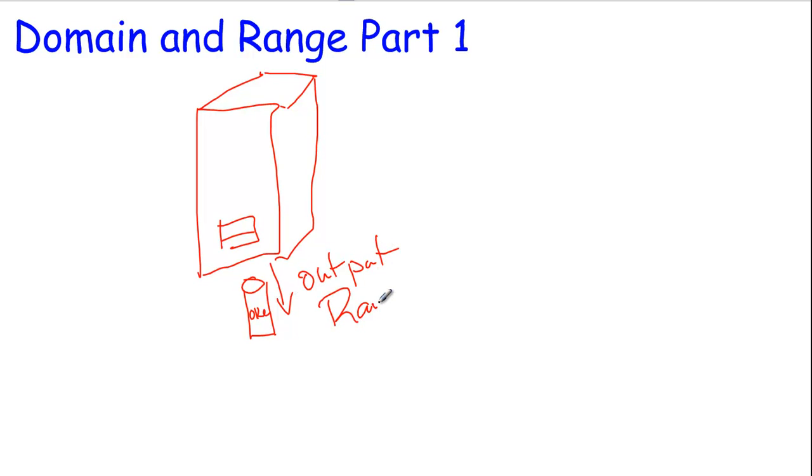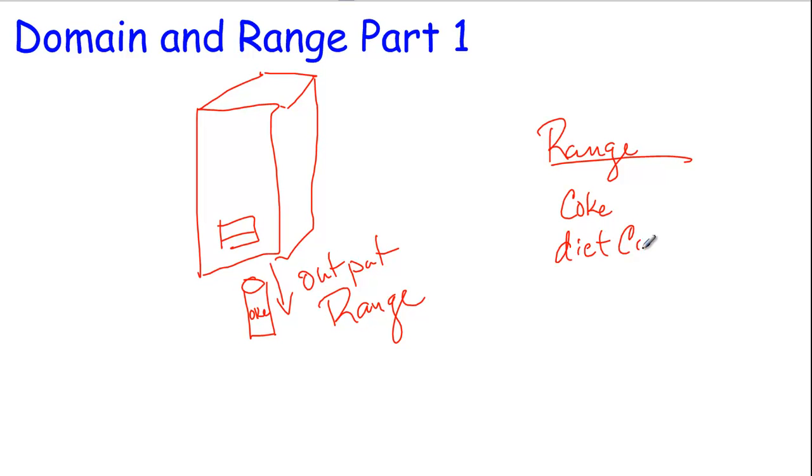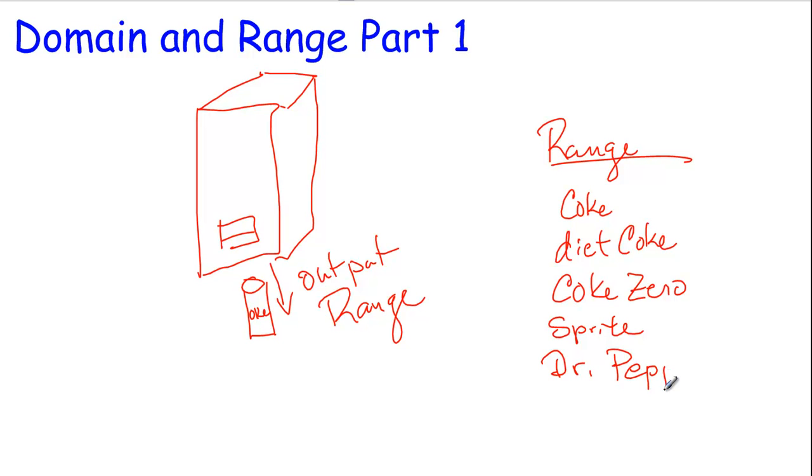is its range. So the range of a typical soda machine, if we think about it, is going to be Coke, if it's a Coke machine, maybe Diet Coke, maybe Coke Zero, maybe Sprite, and who knows, maybe a Dr Pepper or two. So this is the range of this particular Coke machine. This is what comes out of it right here. The range is what comes out of the Coke machine.